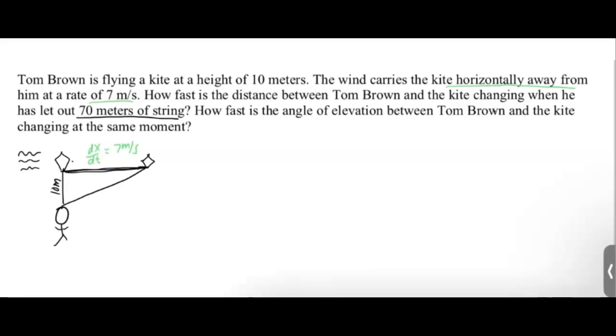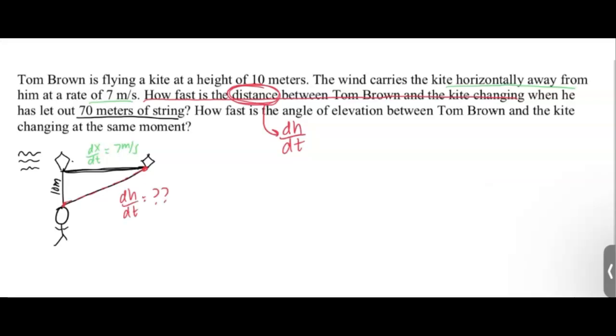So for the first question, when it says how fast is the distance between Tom and the kite changing, I want you to notice that it says distance, not height. The distance between him and the kite is from here, and this is the change in the distance. So this is kind of like the previous problem where you're finding the change in the hypotenuse over the change in time.